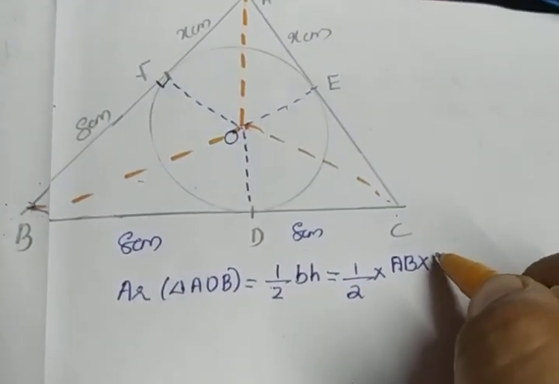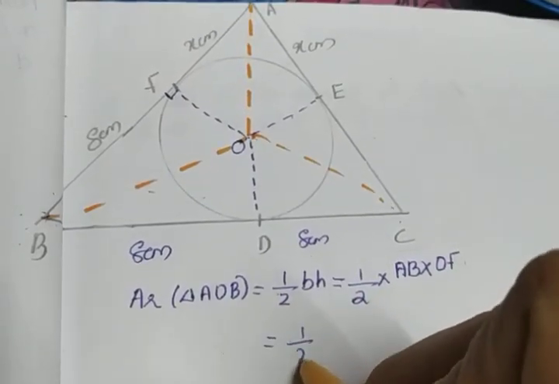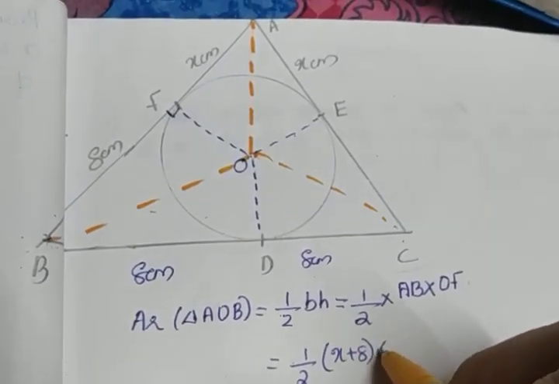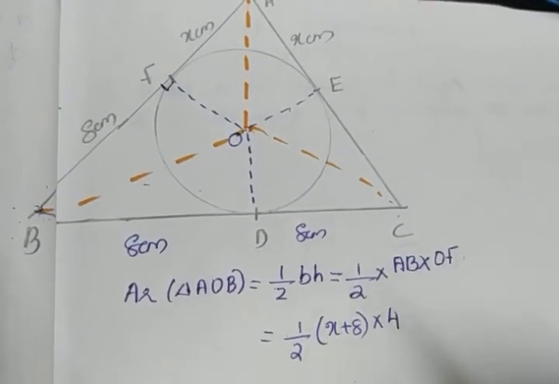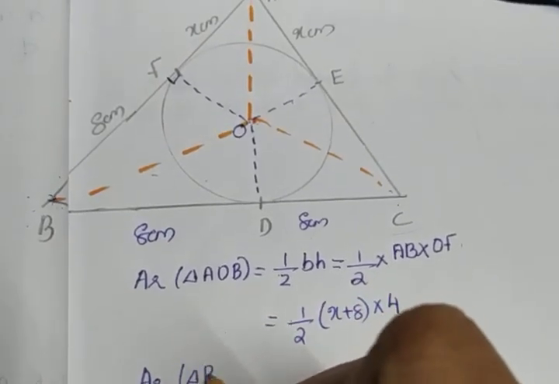So half into AB into OF. So that is equal to half into AB, AB is x plus 8, into OF, which is actually the radius, which is 4. Let it be there.